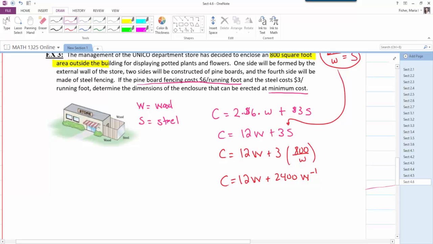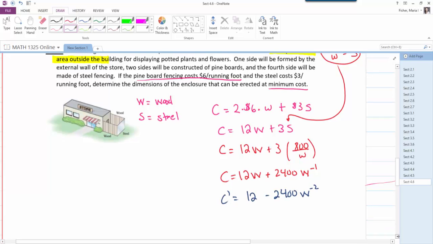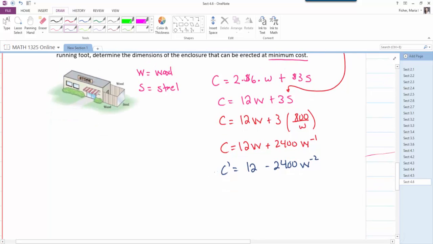So I'm minimizing my cost, so what I would need to do is take the derivative. Find the derivative of this cost function. So C prime would equal 12 minus 2400 W to the negative second power. So then I need to find where this is equal to 0. And we're going to just move that right over there. So I have 12 minus 2400 over W squared is equal to 0. If I add 2400 over W squared to both sides, I get that 12 is equal to 2400 over W squared.